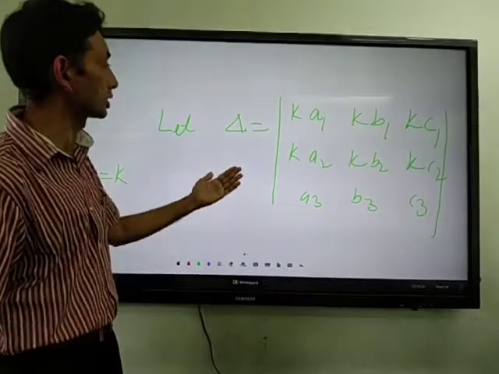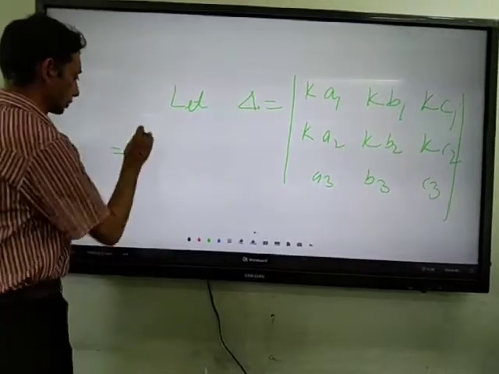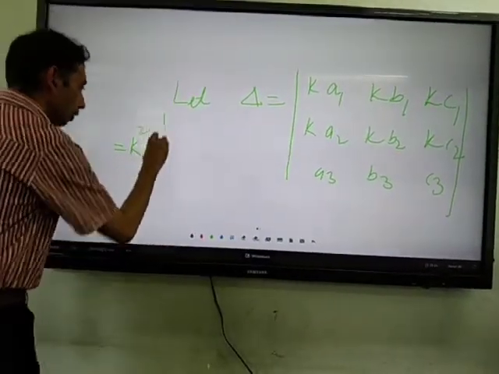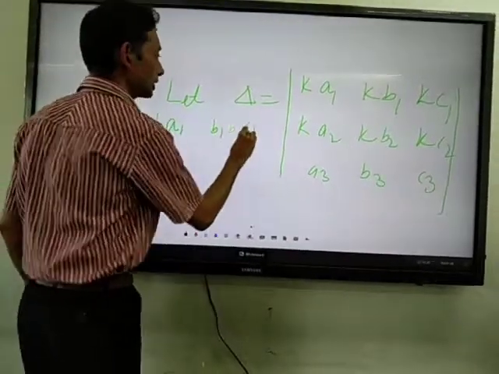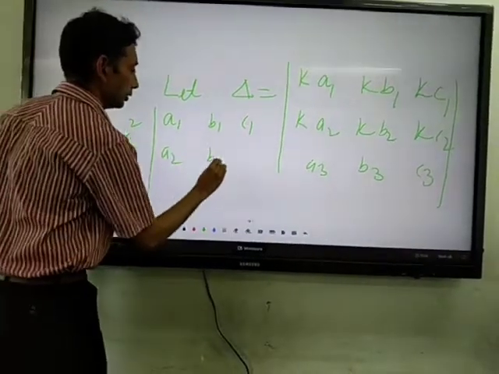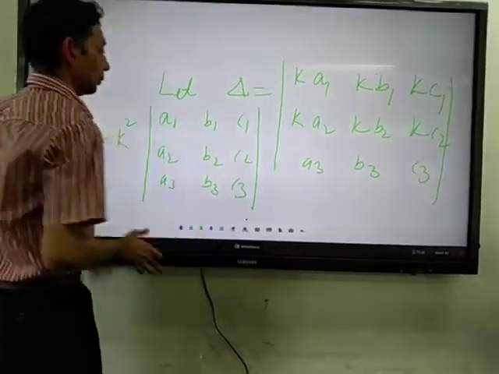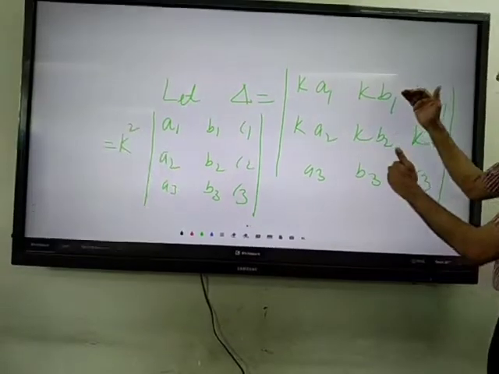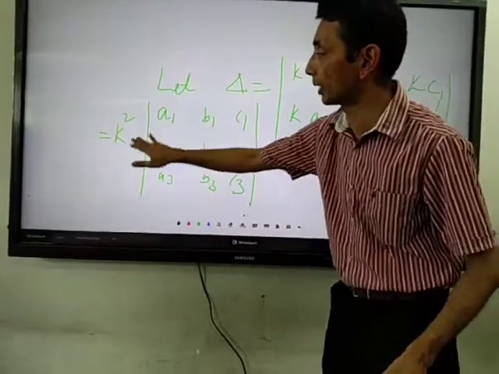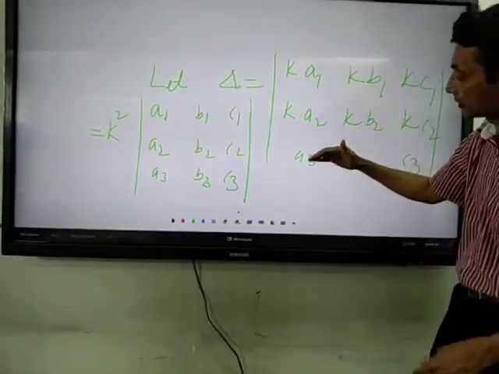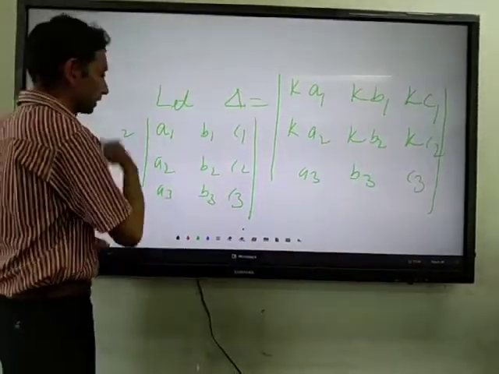Now we can repeat this property for the second row as well. In the second row also there is a constant k. We can take k from the second row also. So k is going to be there. Now we can rewrite the rows: a1, b1, c1, a2, b2, c2, then a3, b3, c3. So we can understand this way that if instead of one row, two rows are multiplied by a constant, then the value of the determinant gets multiplied by k square. Similarly, if this is multiplied for all three rows or three columns, then the value of the determinant gets multiplied by k cube.